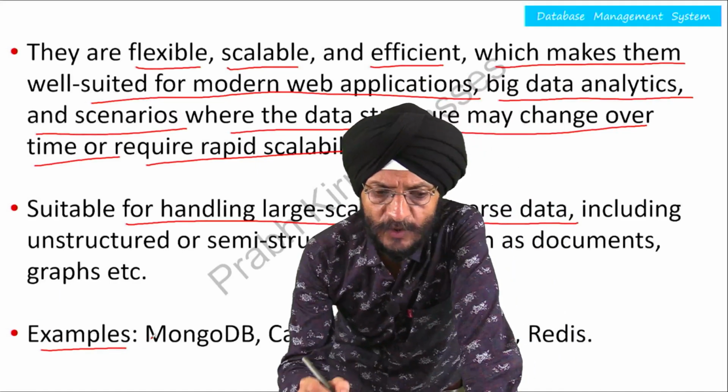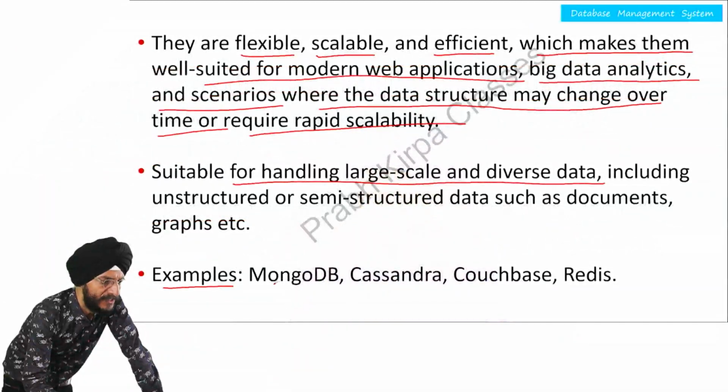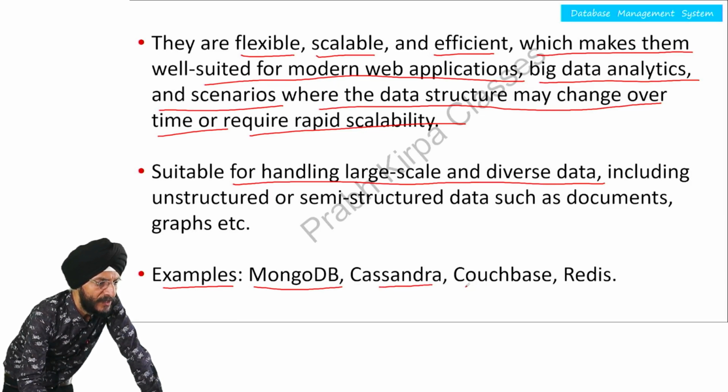Now, the examples of NoSQL databases are MongoDB, Cassandra, Couchbase, Redis.